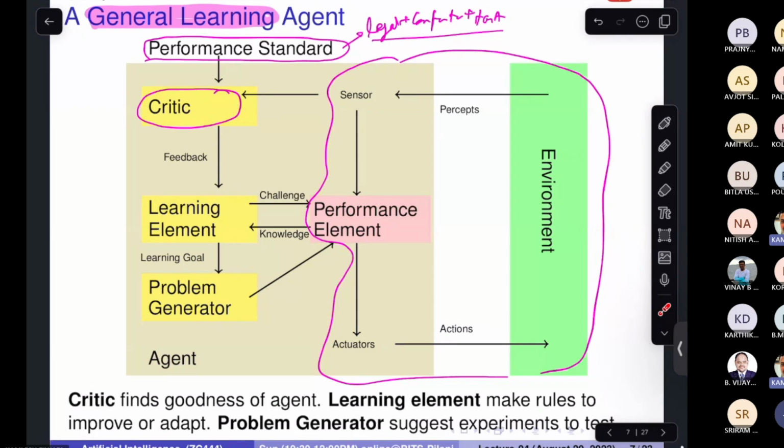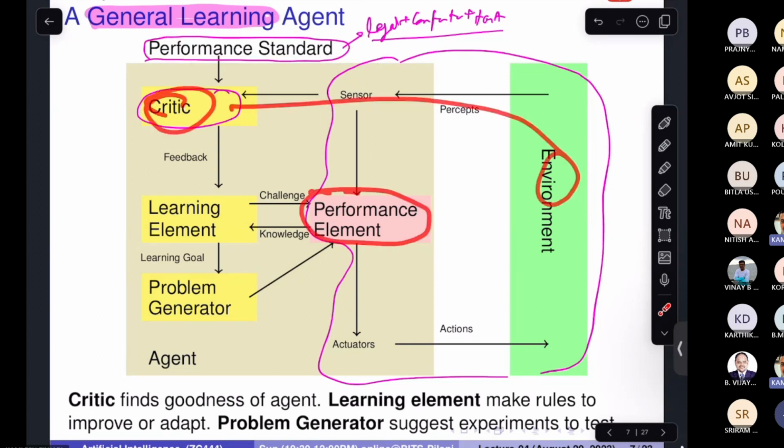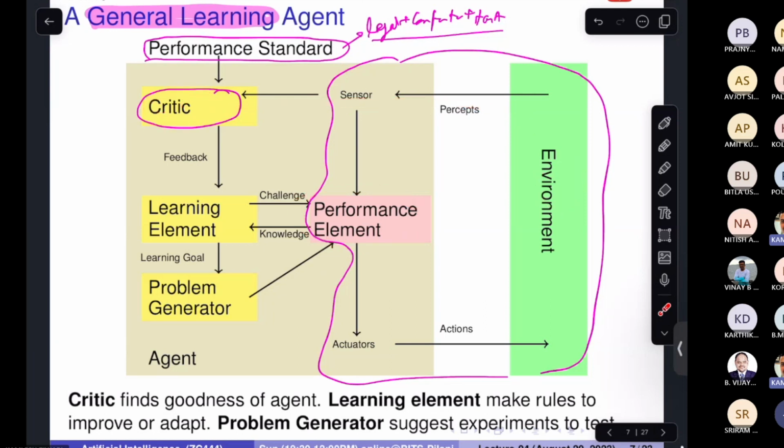So what does the critic do? Can anybody tell me? Based on the performance standard, based on the environment condition, he sees whether the action taken by the performance element is correct or not. Who is going to tell this for me? Jatin, can you speak? Mitlesh? I'm just randomly picking the name. Kollu? But Professor, the actions are not yet taken, right? It is just the sensor is there.